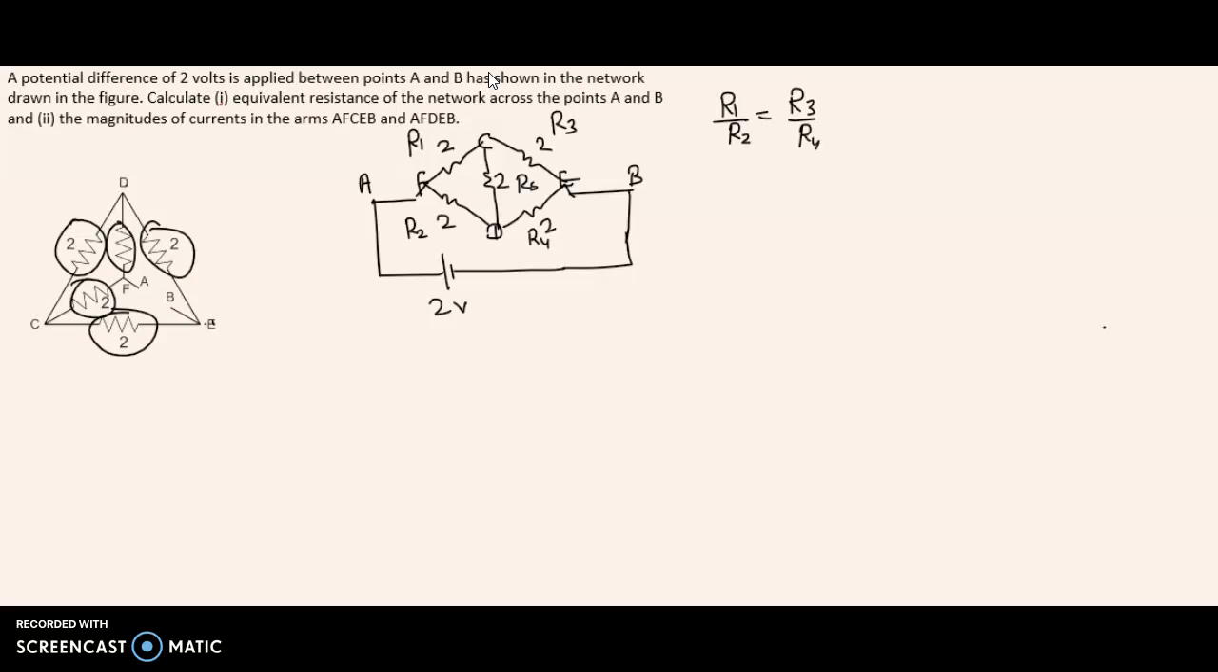Then 2 by 2 equals 2 by 2. So the resistor connected between C and D is removable, it is not workable. So we remove the 2 ohm resistor, and the diagram is redrawn.